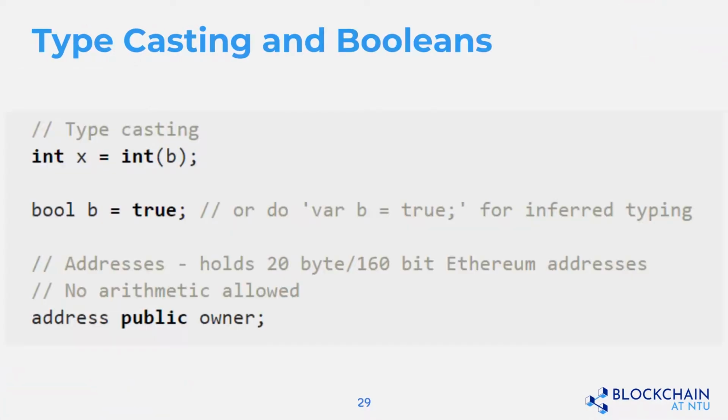Okay, so there's also typecasting. For booleans, you can put boolean b equals true. You just initialize the variable, and then you can cast it to an integer as well. So integer x equals integer b, and then that will give you integer x equals 1.